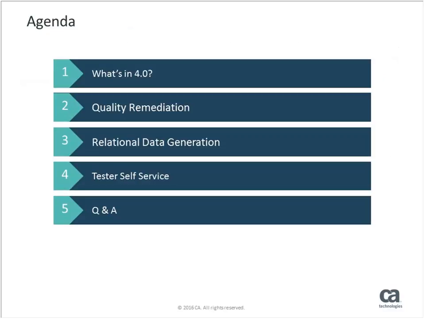So what are we going to cover in the upcoming 1 hour? We want to go through at a high level what is in 4.0. Rama will do some demos at that point of what we have implemented in the UI. We will go through the quality remediation work that we have done for 4.0, the data generation work, and the test self-service, and what improvements we have done in those areas.